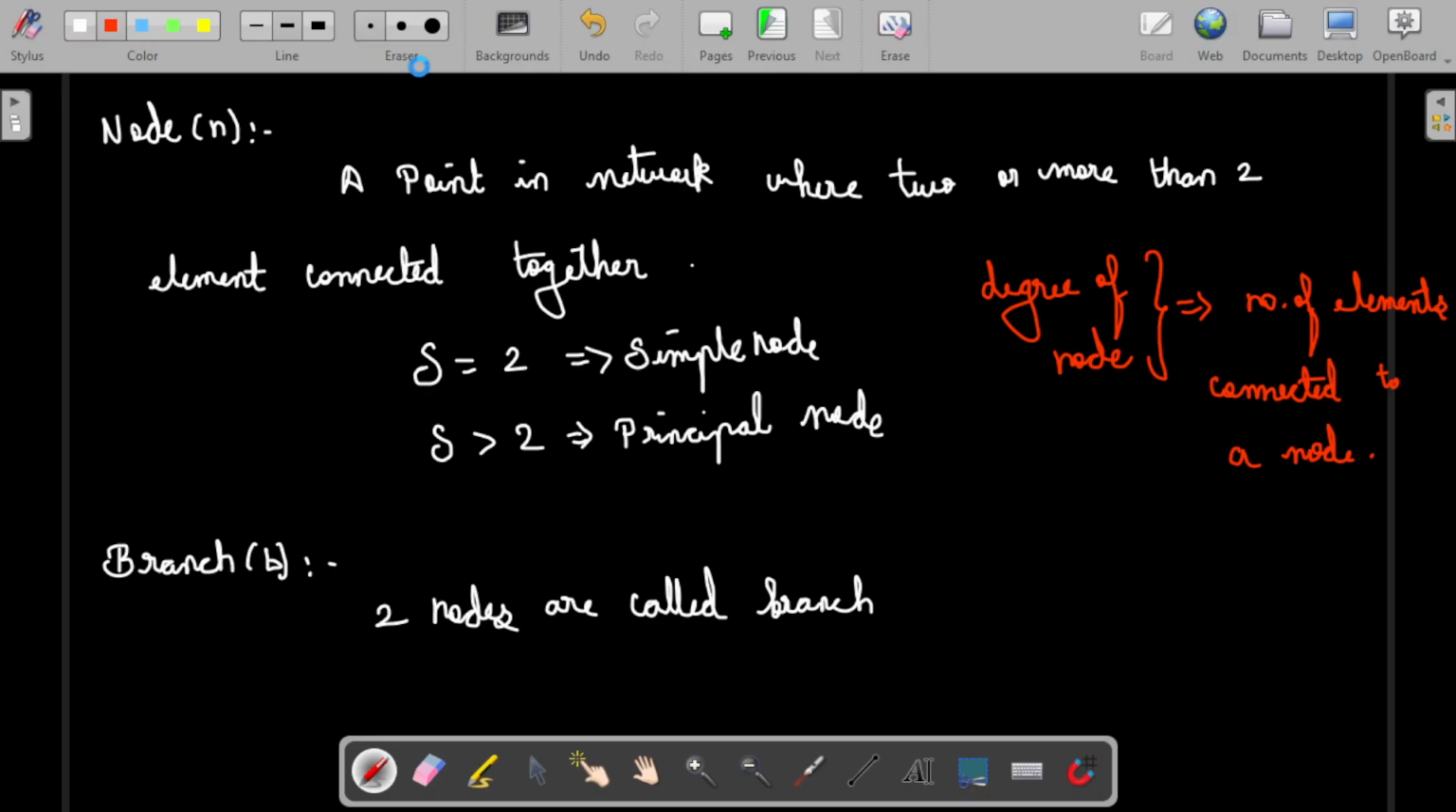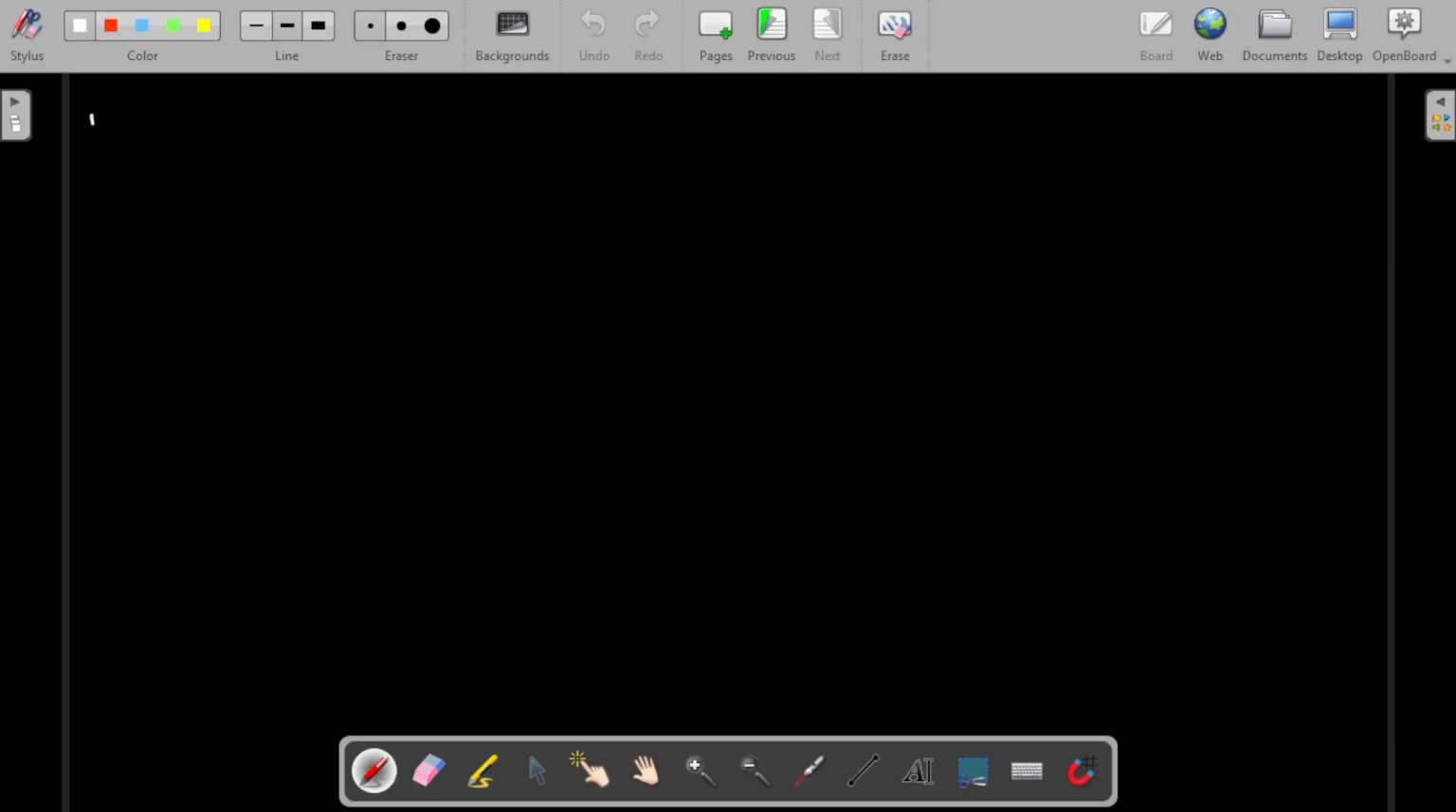So now let's discuss what you mean by mesh. So mesh will be stated with a small m. So the formula for mesh will be m, which will be equal to branch minus node plus 1. So this will be the formula to attain mesh.